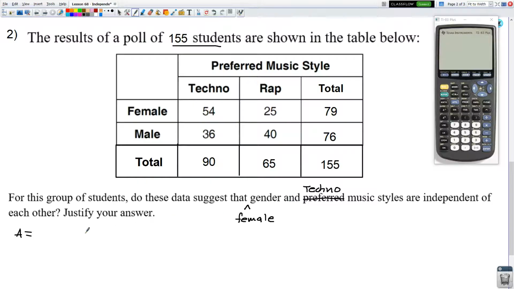Okay, so I actually changed the problem a little bit to make it make a little more sense. But here's the question. We're still going to use the same table. It says for this group of students, the data suggests that the female gender and the techno music style are they independent from each other? Well, let's say that A are the female gender, and let's say that B are the techno music. Now the question is, are females and techno music independent from each other?